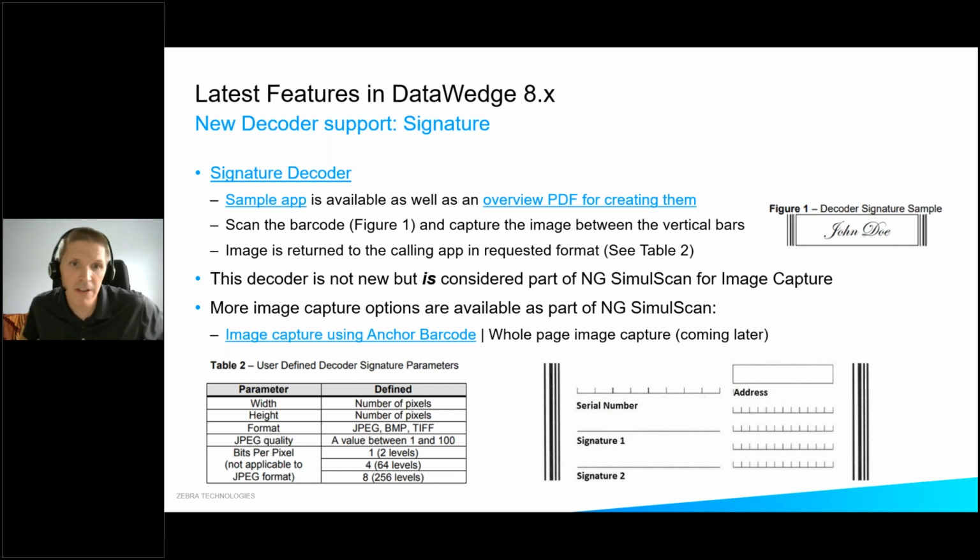But if you weren't aware of it, the signature barcode exists. It enables you to capture an image in between a couple of lines. You see some examples here. This is a John Doe signature. This is like an address it's capturing. It's not doing any kind of OCR on that address. It literally is just capturing an image of what's between the barcode lines here.